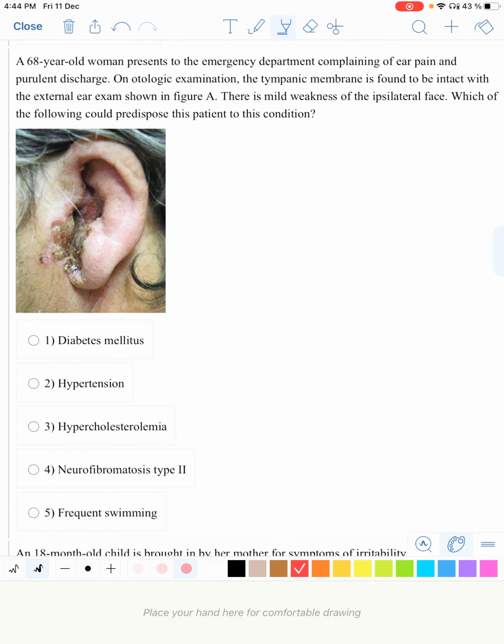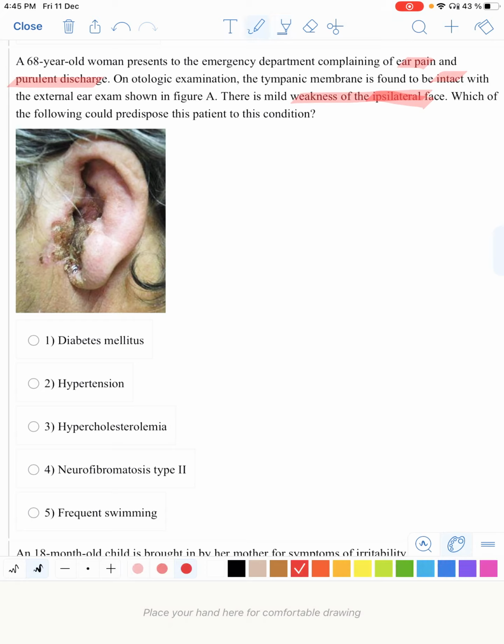A 68-year-old woman presents to the emergency department complaining of ear pain and purulent discharge. On otologic examination, the tympanic membrane is found to be intact, with the external ear exam shown in this figure. There is a mild weakness of the ipsilateral face. Which of the following could predispose this patient to this condition?